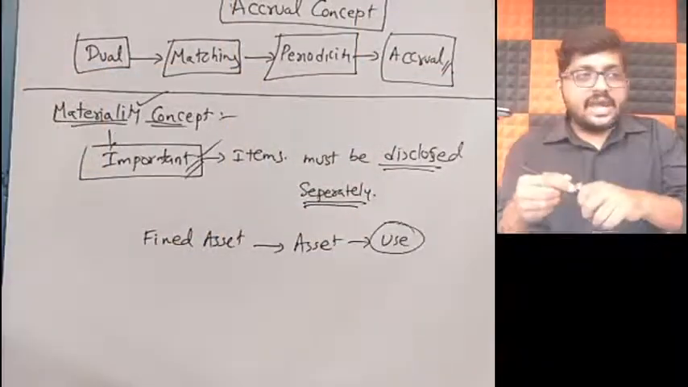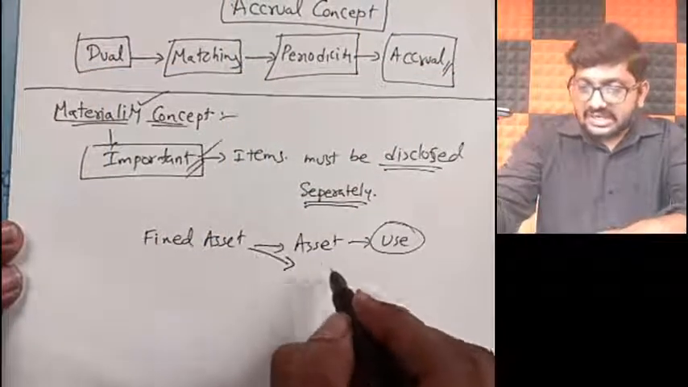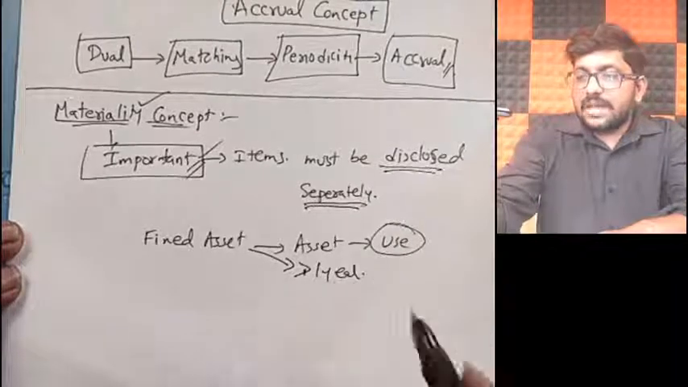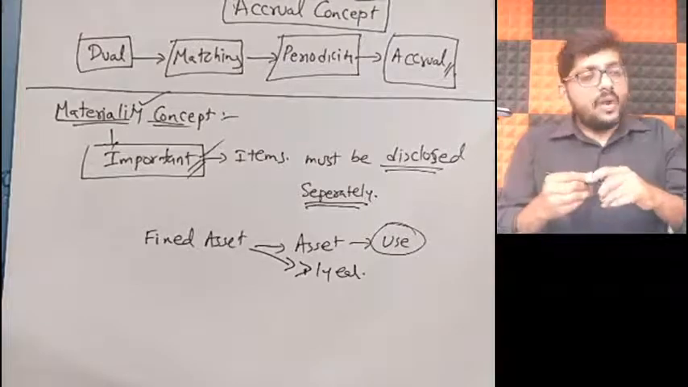And one more part of the definition is that we should be able to use these assets for more than 1 year. Once you purchase a building, obviously you can use it for more than 1 year. Machines can be used for more than 1 year. Vehicles can be used for more than 1 year. Fantastic, sir. Awesome, sir. What about a stapler?